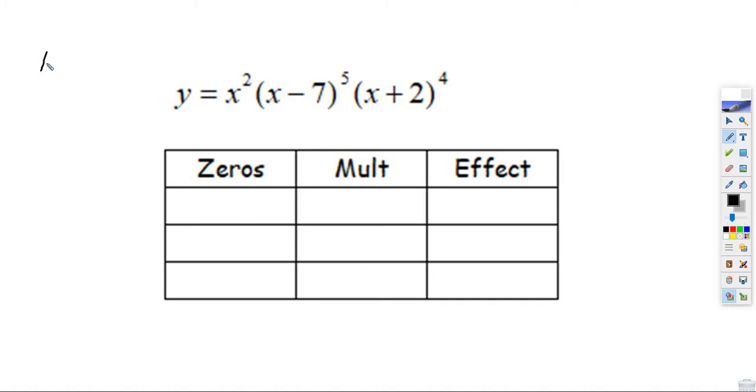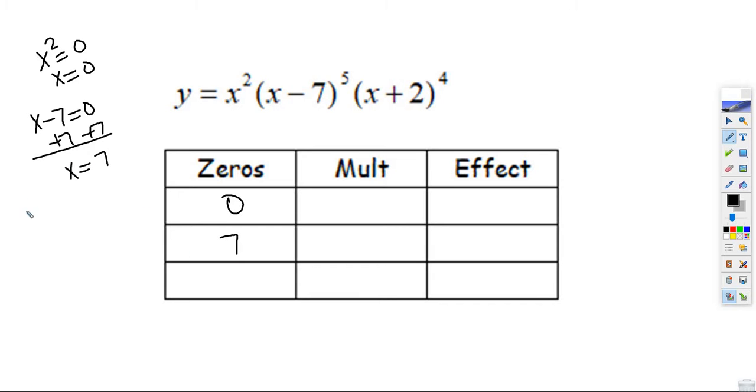Number 2, the exact same thing. I have x squared is equal to 0, so x is equal to 0. x minus 7 equals 0, so I'm going to add 7 to both sides, and I get that x is equal to 7. x plus 2 is equal to 0, so I have x is equal to -2. So I have my 3 zeros.